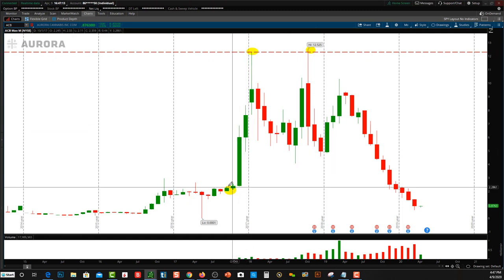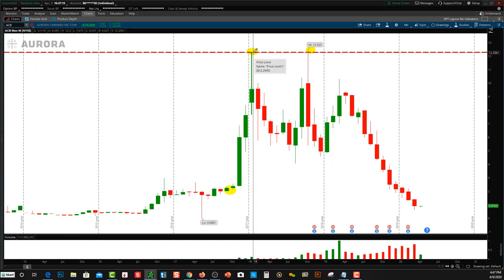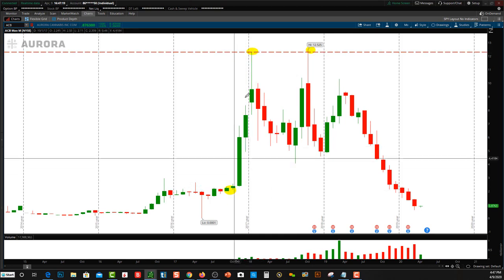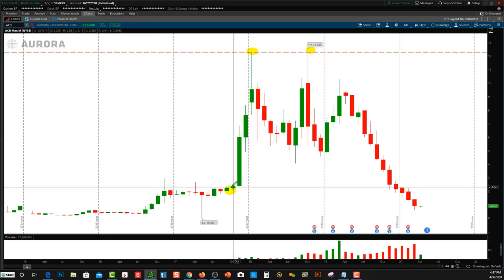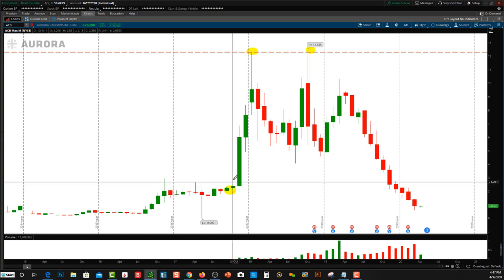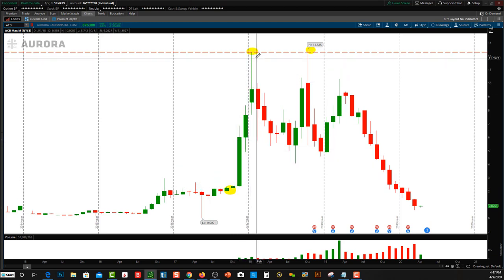Sell the news. Buy low, sell high. Buy the rumor, sell the news. Do not buy the news. Small candlesticks near support levels. When it gets crazy, you take your profit.